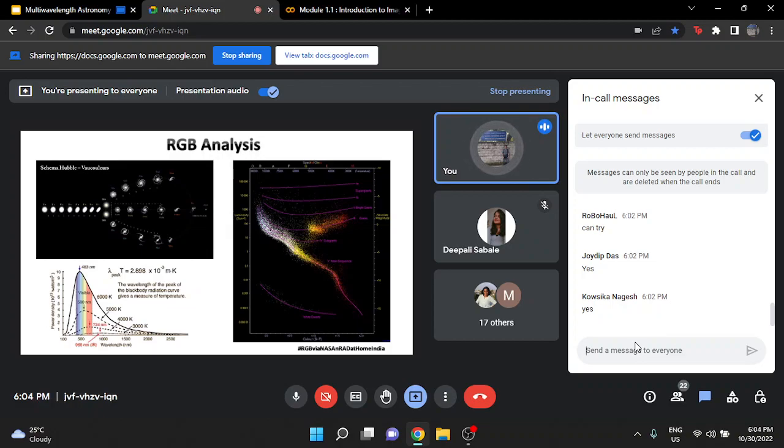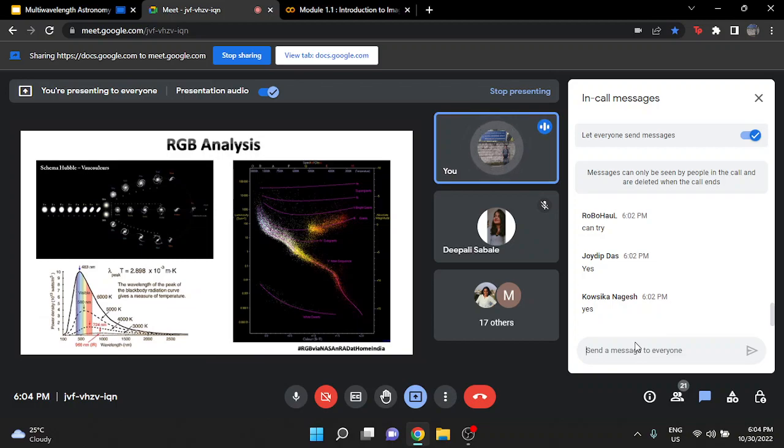So does anybody have any doubts about the RGB analysis, multi-wavelength astronomy, or even coding doubts? You can even tell us if you are completely clueless, have not understood anything and haven't started yet. Even that is fine, because it's still not late. From the second week onwards, we'll be targeting very specific topics and very specific packages that will lead to our final project. So if you have any doubts, you can clear them before we conclude the second week.